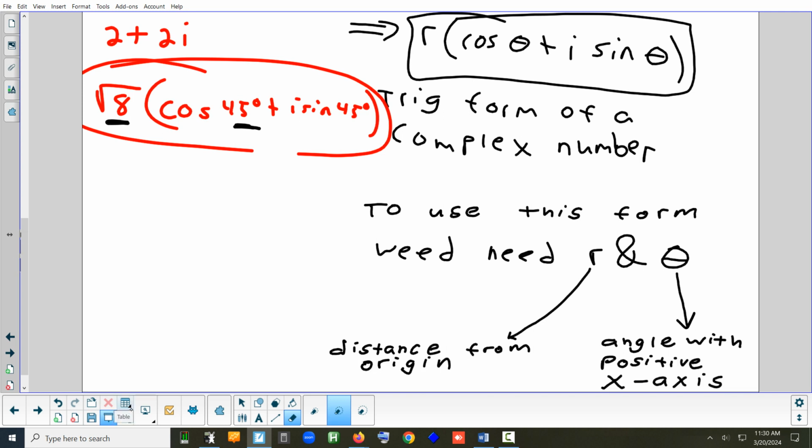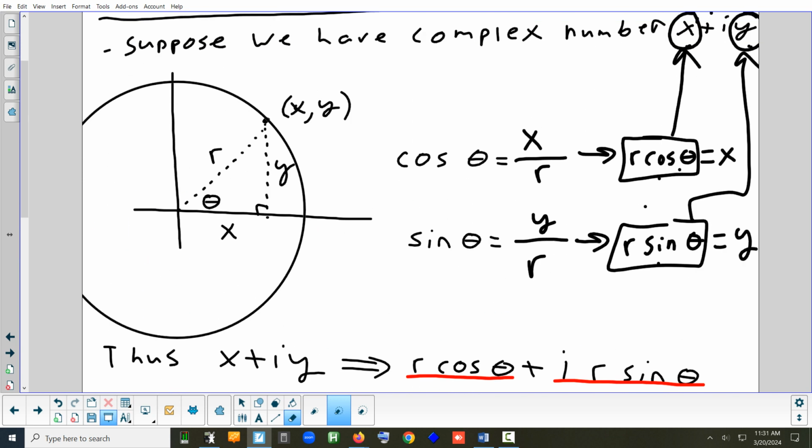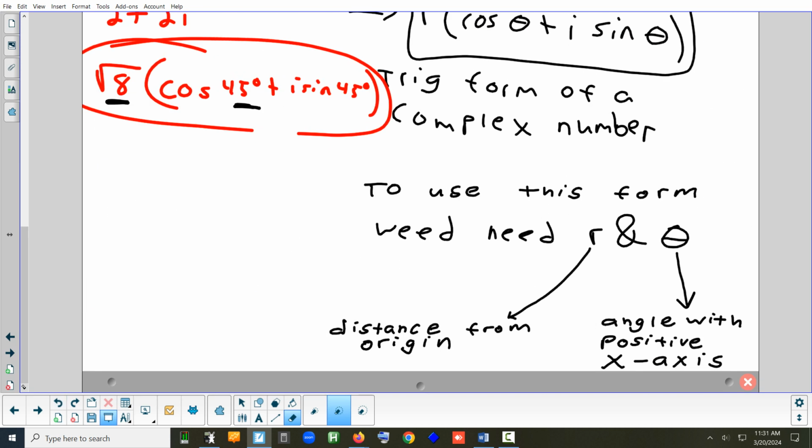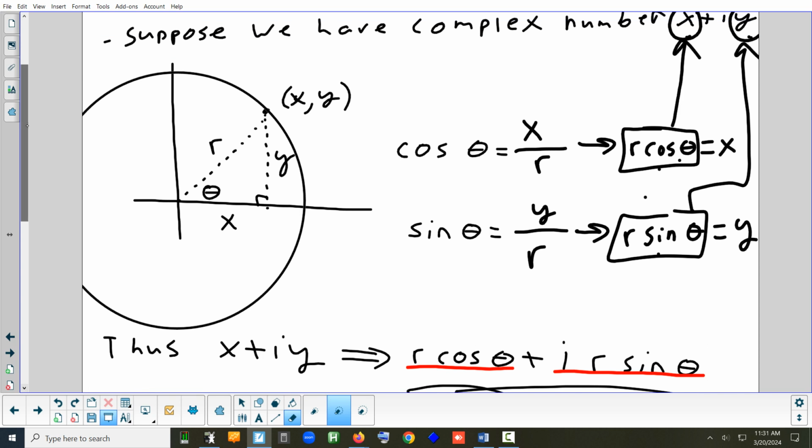Okay, so to use that format, there are two letters you need to be able to figure out. R, which we just talked about. This is r. How do you figure out r when you know the other two sides? Yep, Pythagorean theorem. And the other thing we need to figure out is theta. Theta is the angle with the x-axis. That's this angle right here.